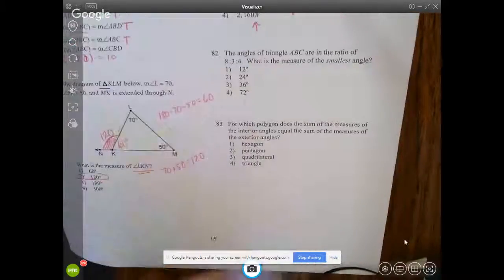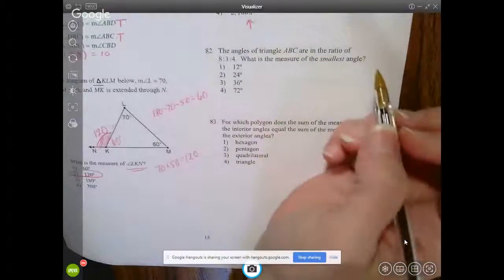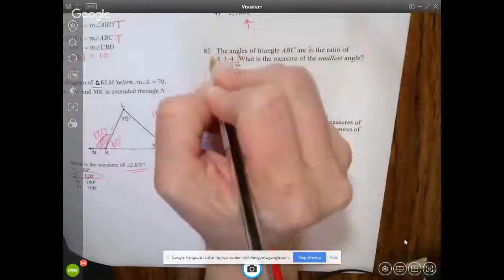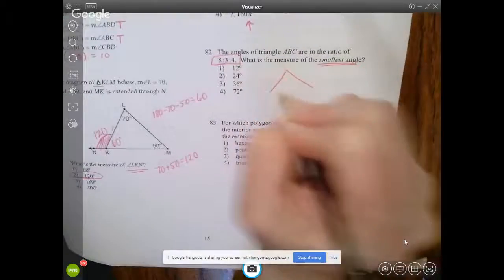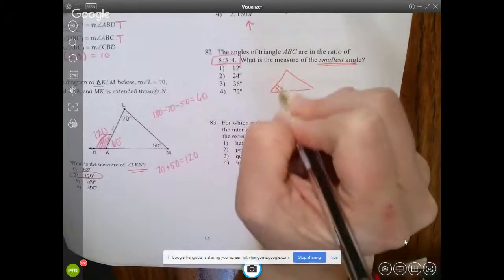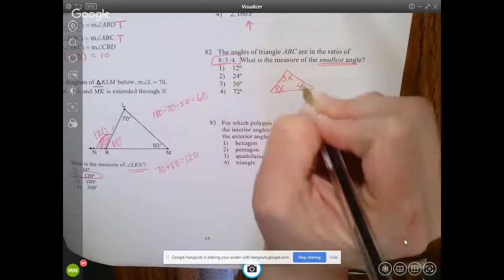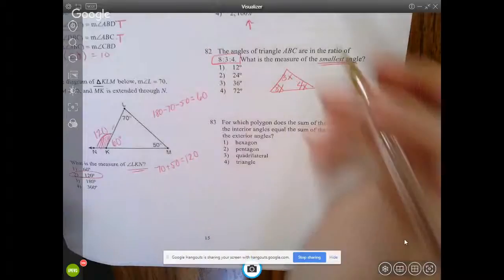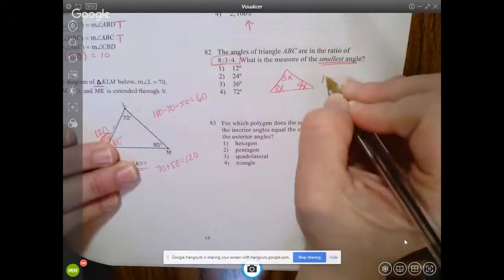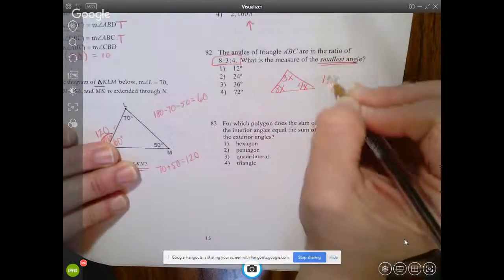82. The angles of triangle ABC are in this ratio. What is the measure of the smallest angle? Don't overthink it. 8x, 3x, 4x. That's it. It's going to be scalene. Then we just add these up. 8 plus 3 is 11 plus 4 is 15x.